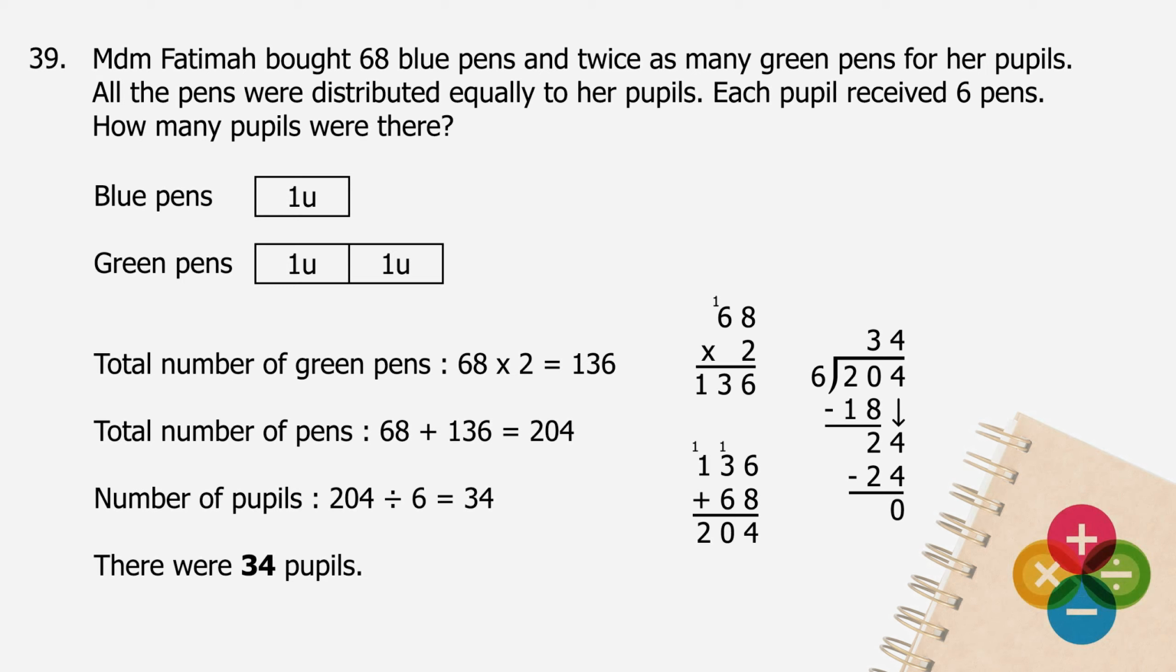The total number of green pens will be, multiply 68 by 2, and the product is 136. The total number of pens will be, add 68 to 136, and the sum is 204. The number of pupils will be, divide 204 by 6, and the quotient is 34. There were 34 pupils.